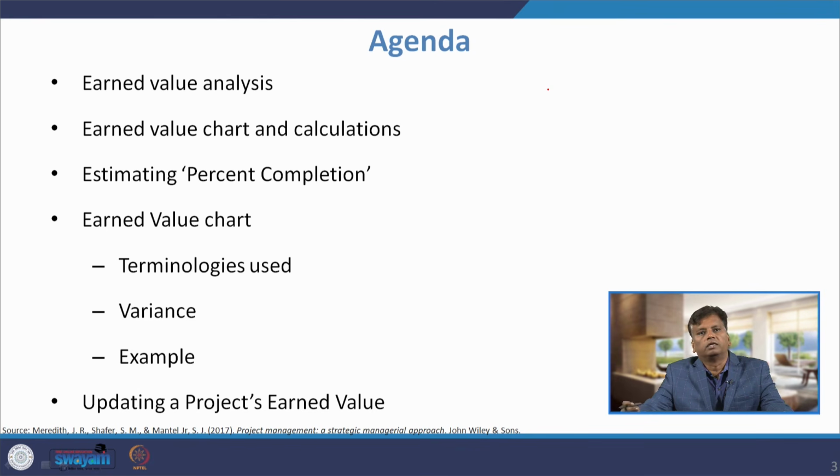elements in the earned value chart and how to calculate various cost variances, schedule variances and so on. Next we will talk about estimating percent completion. When I am discussing this earned value chart, I will discuss the various terminologies used and different variances. Then I will take a sample problem and explain how to construct or update the project's earned value analysis.